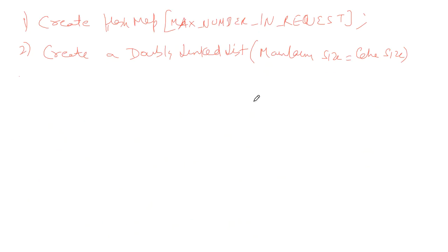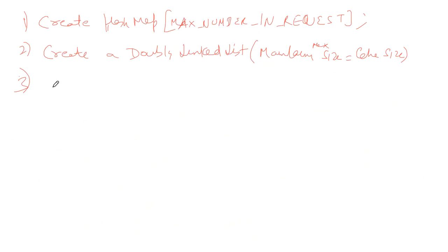Continuing, the follow-up question is now, how is it O of 1 here? How are you managing to access C in O of 1? From the hash map, you get the location. So we just take out that element and append it to the right. Create a doubly linked list, maintaining the max size equal to the cache size.